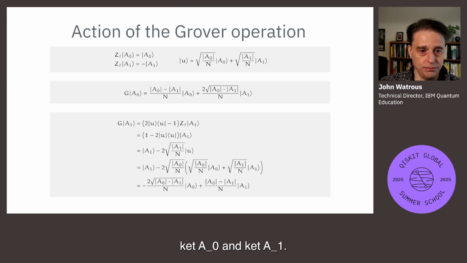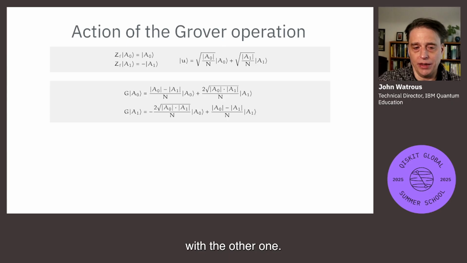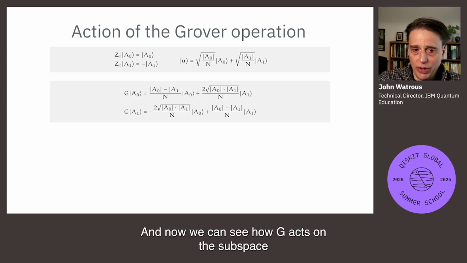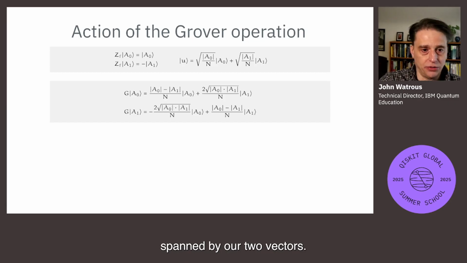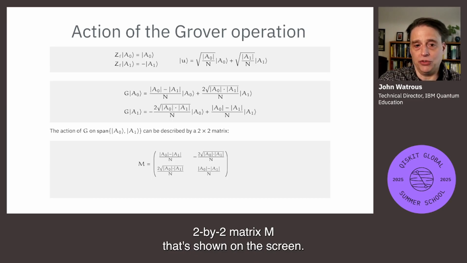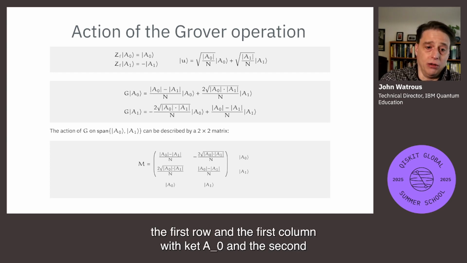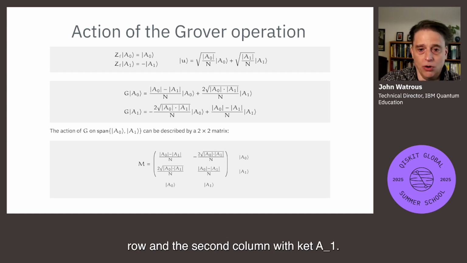Notice that, once again, we have a real linear combination of our two vectors, ket A0 and ket A1. Let's clean this one up as well and put the end result together with the other one, and now we can see how G acts on the subspace spanned by our two vectors. One way to express this action is in terms of the 2x2 matrix M that's shown on the screen. And just to be clear, what we're doing here is to associate the first row in the first column with ket A0 and the second row in the second column with ket A1.